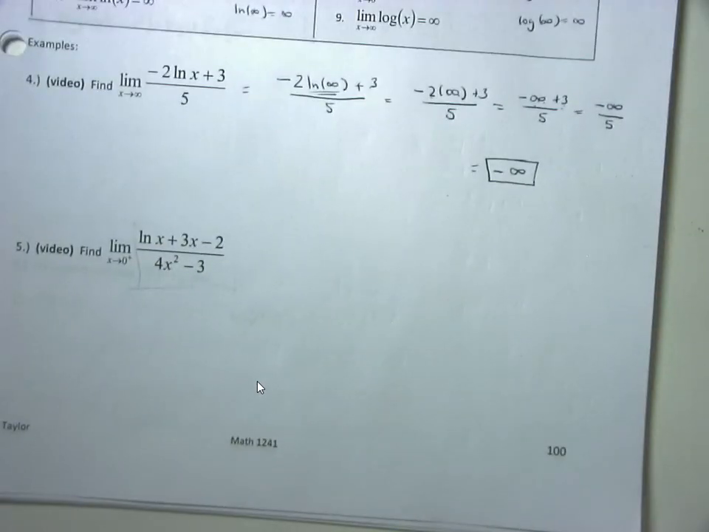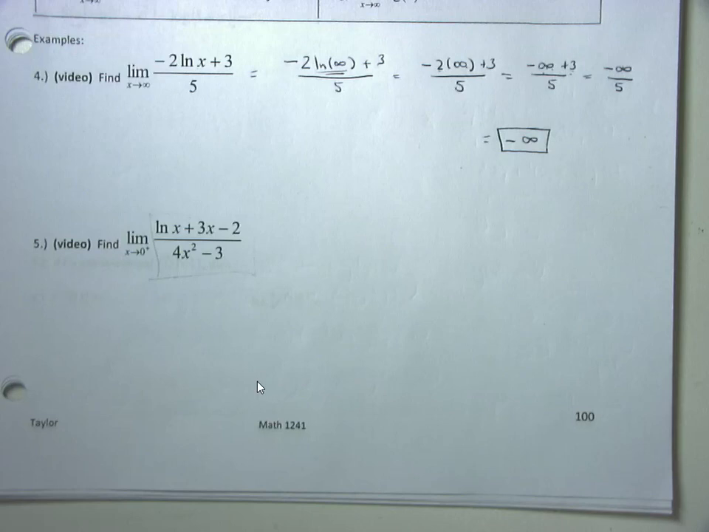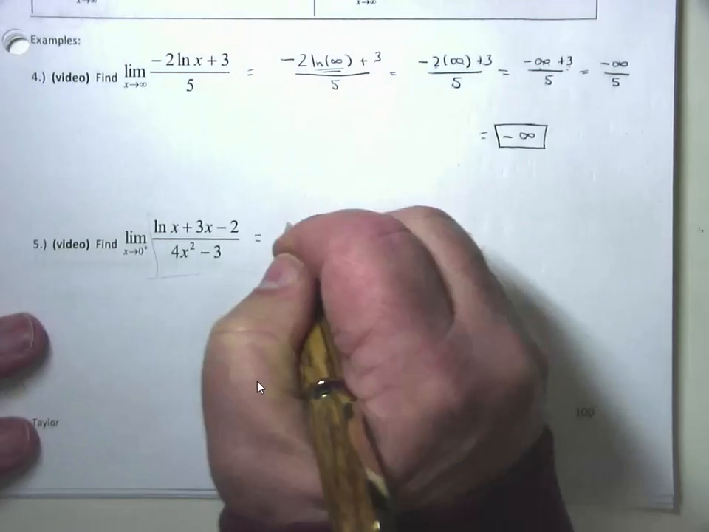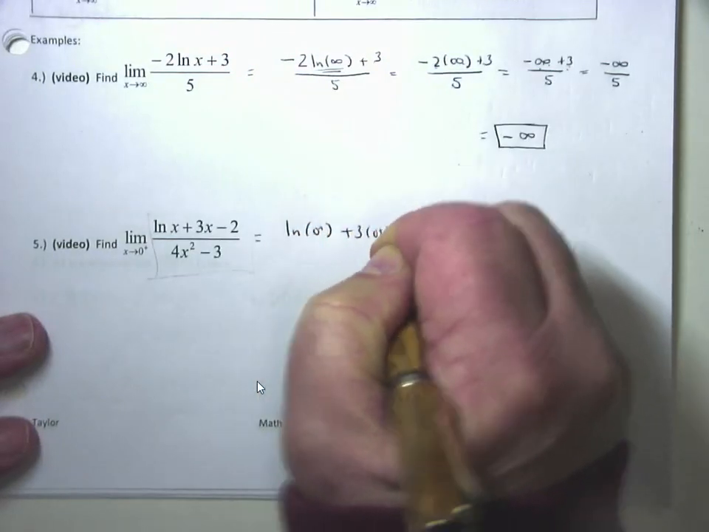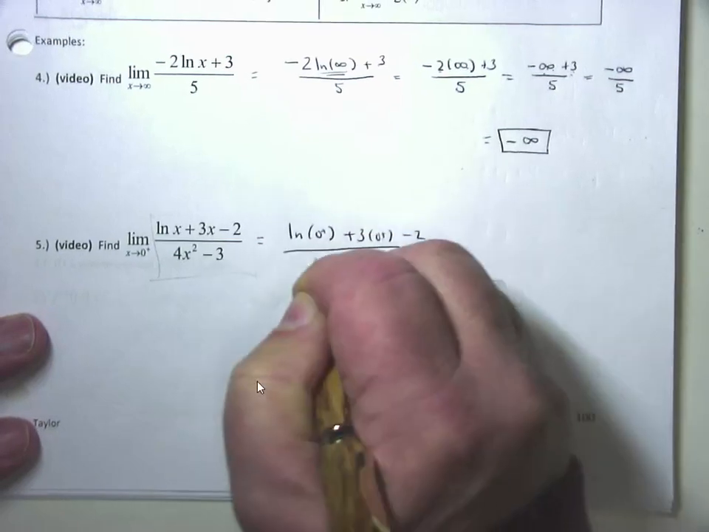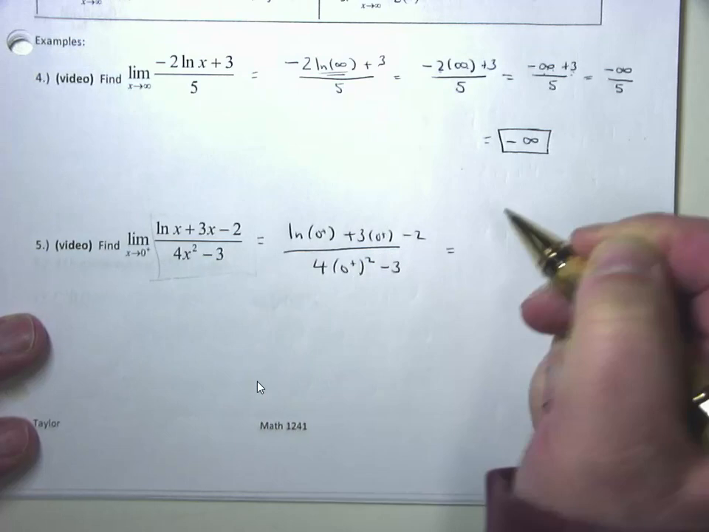Similarly, this problem here: take the limit as x approaches 0 on the plus side of the natural log of x plus 3x minus 2, divided by 4x squared minus 3. First rule of limits is plug it in. This is equal to the natural log of 0 on the plus side plus 3 times 0 on the plus side minus 2, divided by 4 times 0 on the plus side squared minus 3.